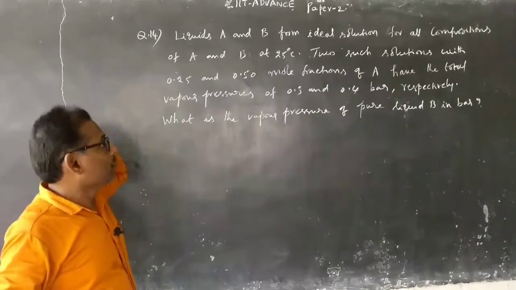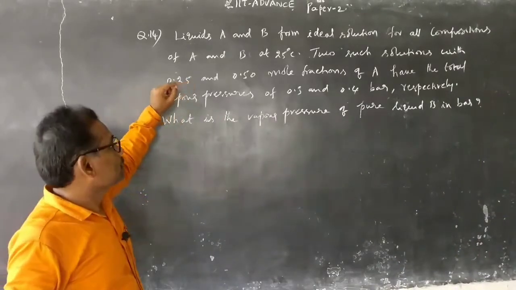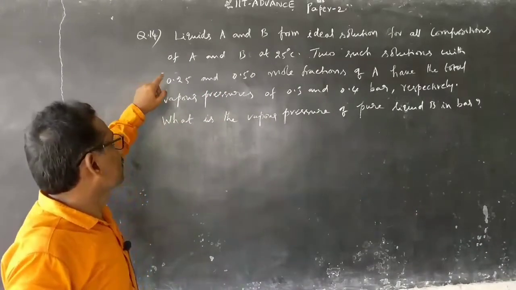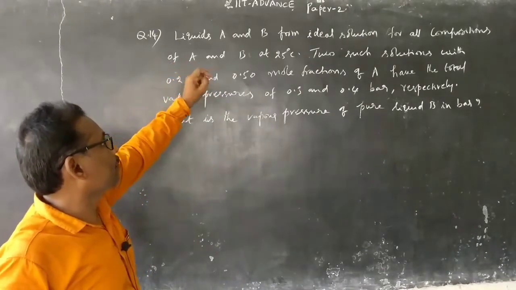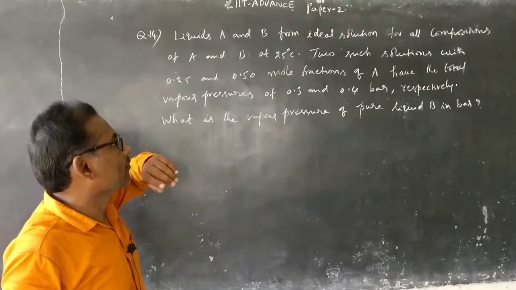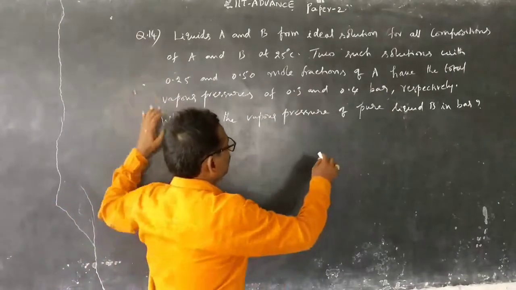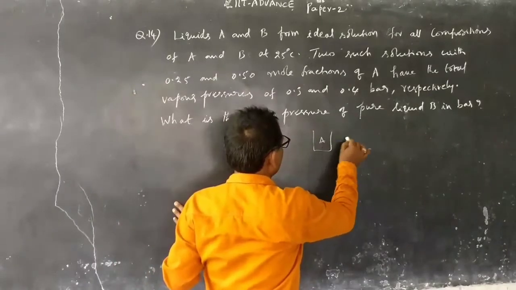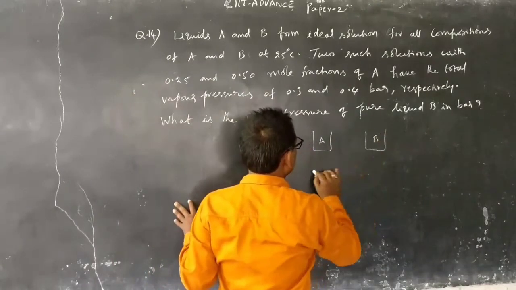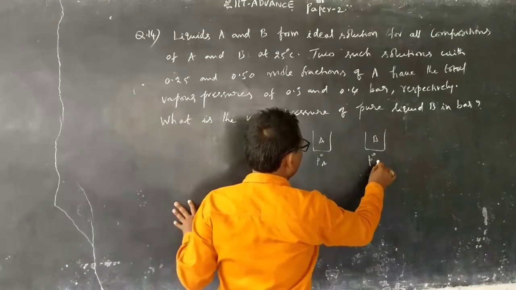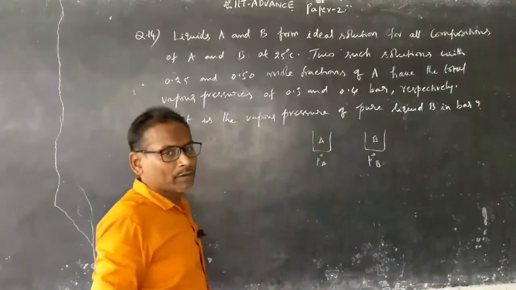Question number 14 from physical chemistry. It is a question based on Raoult's law. There are liquids A and B that form an ideal solution for all compositions of A and B. That means there are two liquids, liquid A and liquid B. They may have individual vapor pressures, normally we write P0 A and P0 B.